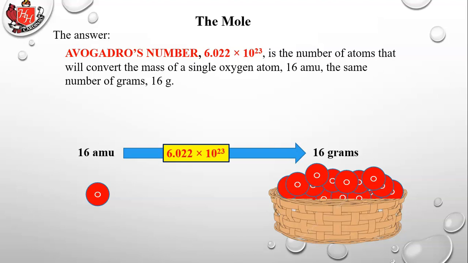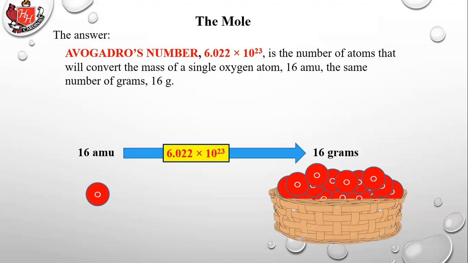So the issue is they had to pick some big number, big enough for us to weigh and to be able to see with our eyes. And we can see 16 grams of oxygen. We can see a mole of oxygen atoms with our eyes. We can see a mole of water molecules with our eyes, and it's enough for us to weigh on a scale. So that's why it's important to have this big bundle of atoms or molecules.